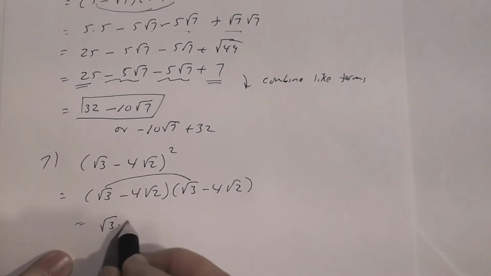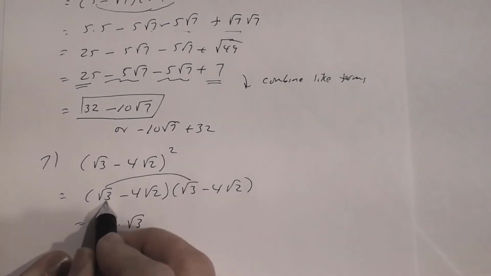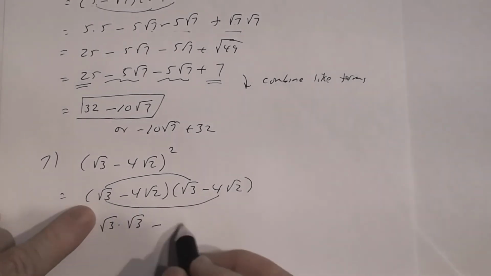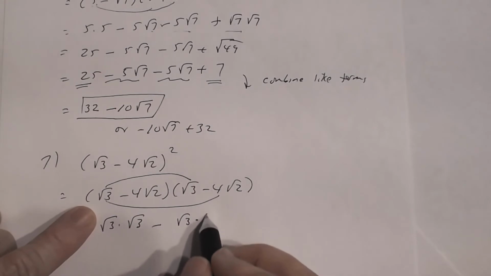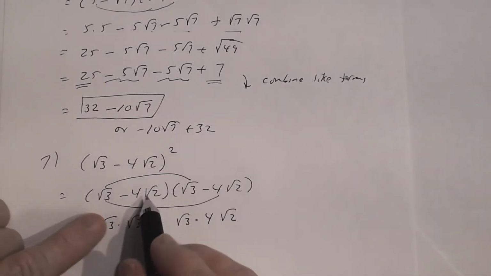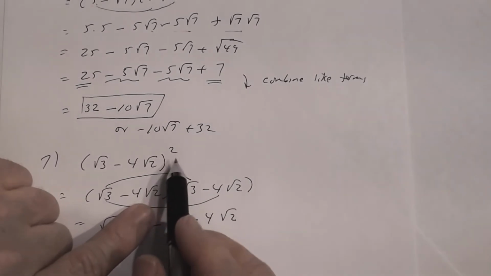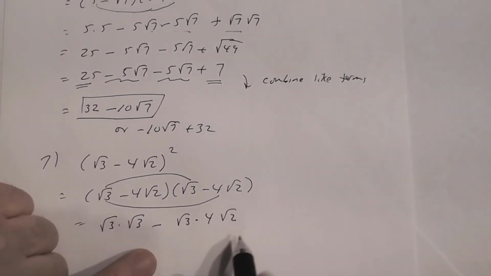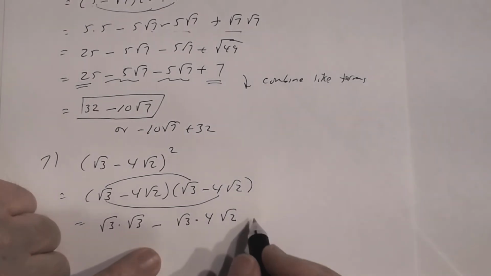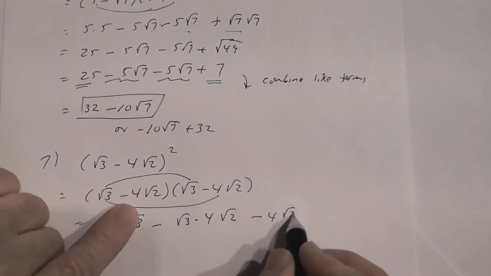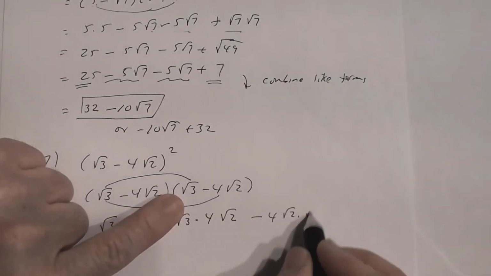I have first times first, write it out: square root of 3 times the square root of 3. The outer, write it out. A positive times a negative is a negative, so I have the square root of 3 times 4 square root of 2. Remember, when you square a binomial, the outer and the inner will always be the same. So here's the outer and here's the inner: 4 square root of 2 times the square root of 3.